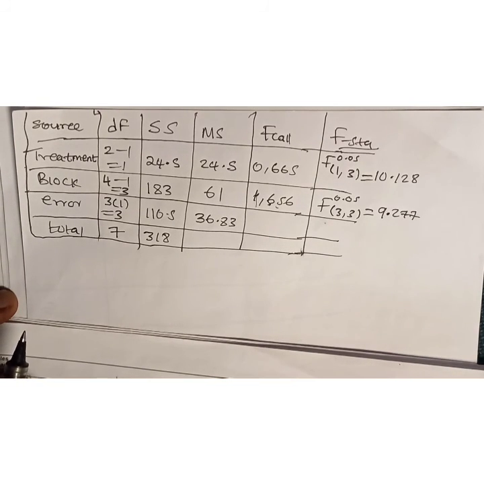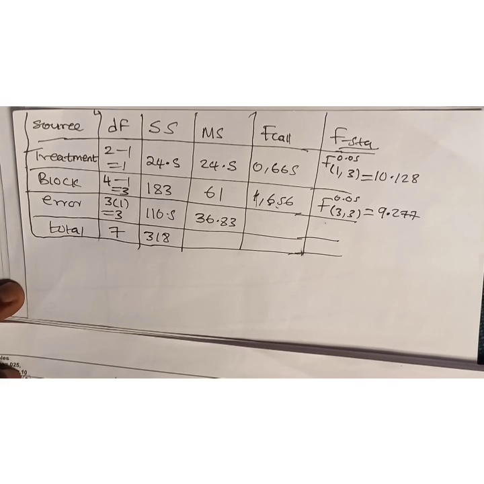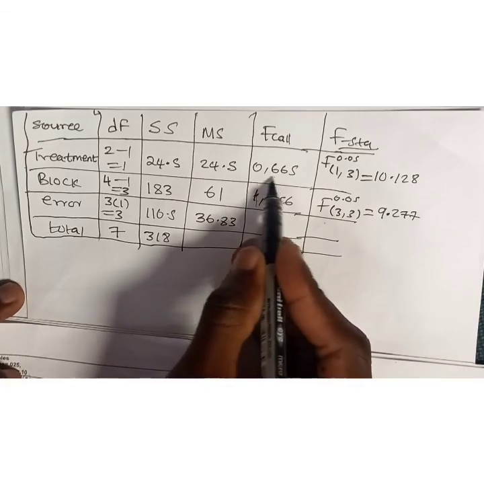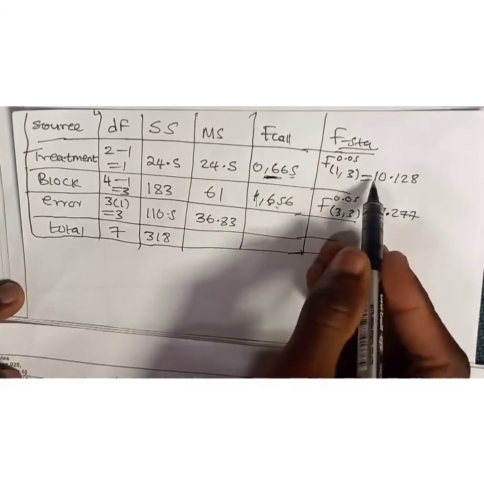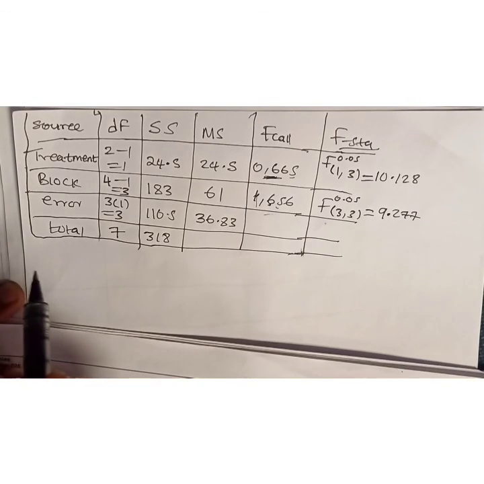So now the difference is we're testing using model 2. So now it is the random effect model, the variances. So we're testing if the variance of the treatment is 0 or not, and if the variance of the block is 0 or not. So we are going to conclude based on the F calculated and F tabulated for each. So looking at these values, we can see that the variance of the treatment will be 0 and the variance of the blocks will be 0.